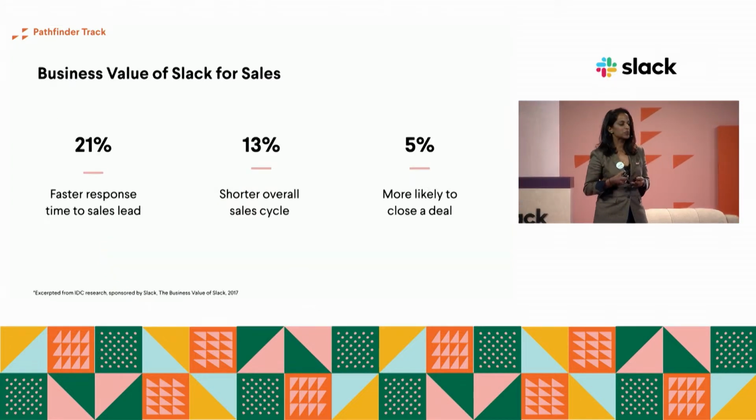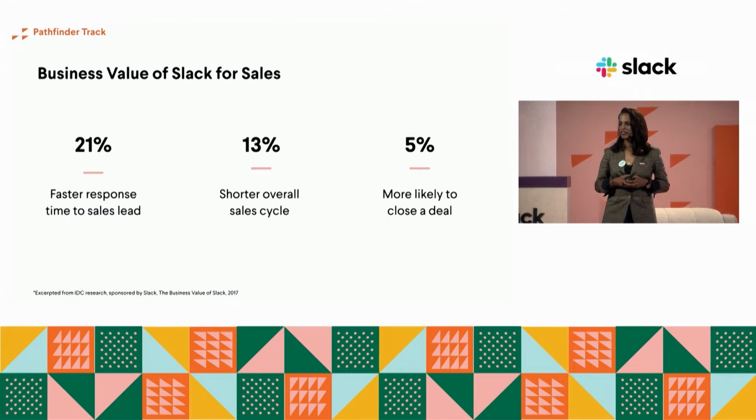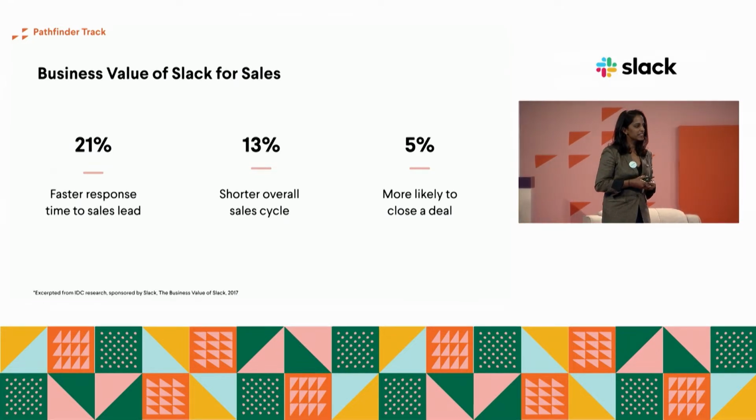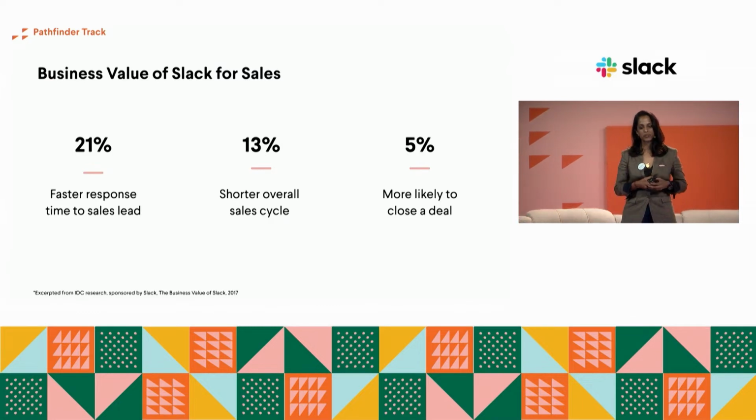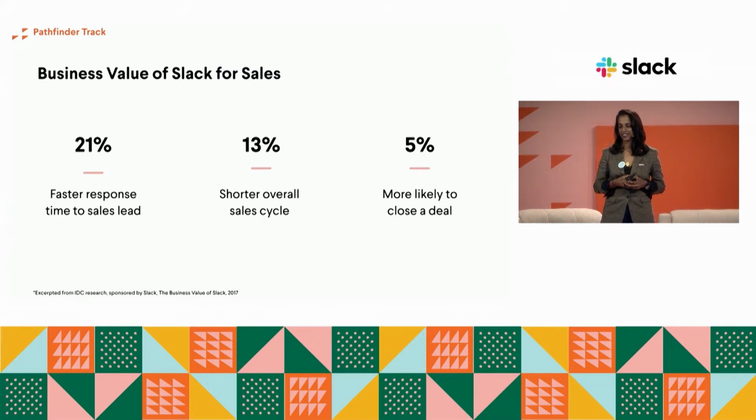IDC did research on the business value of Slack, and in particular, Slack for Sales. What they found was that organizations that use Slack for Sales had a 21% faster response time to sales leads. They saw a 13% reduction in the overall sales cycle, and they had a 5% greater likelihood of closing the deal.